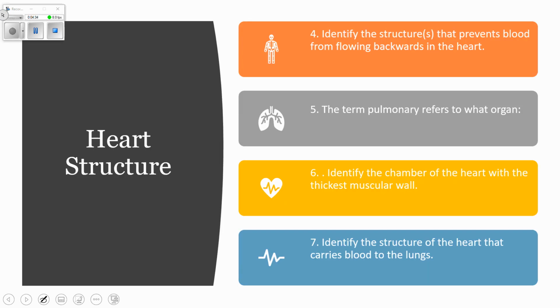A little bit more in terms of heart structure. Number 4 says identify the structures that prevent backflow. Remember, we want to make sure that that blood is moving in the correct direction. You don't want oxygenated and deoxygenated blood mixing, right? A little bit of backflow happening there. That would be bad. What is going to prevent that are going to be the valves.